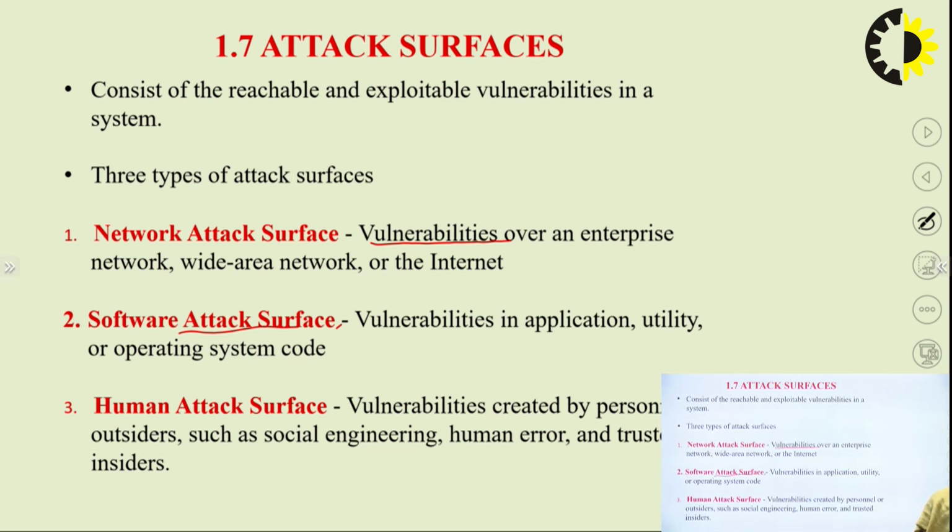What is the human attack surface? Vulnerabilities which are created by a person or an outsider, such as social engineering, human errors or trusted insiders, is what is called the human attack surface. So any weakness which is created by an individual human is what is called the human attack surface.